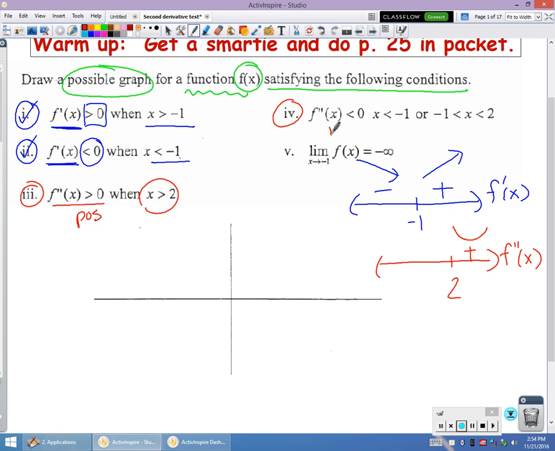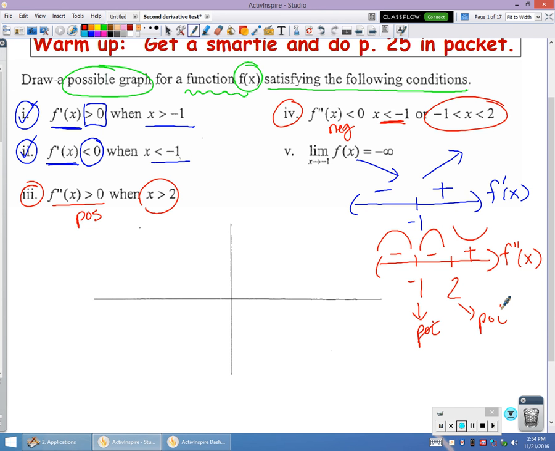The second derivative is negative to the left of -1, so concave down, and between -1 and 2. So the function stays concave down, and -1 is not a point of inflection. But 2 appears to be a point of inflection because the second derivative changes sign at x equal to 2.